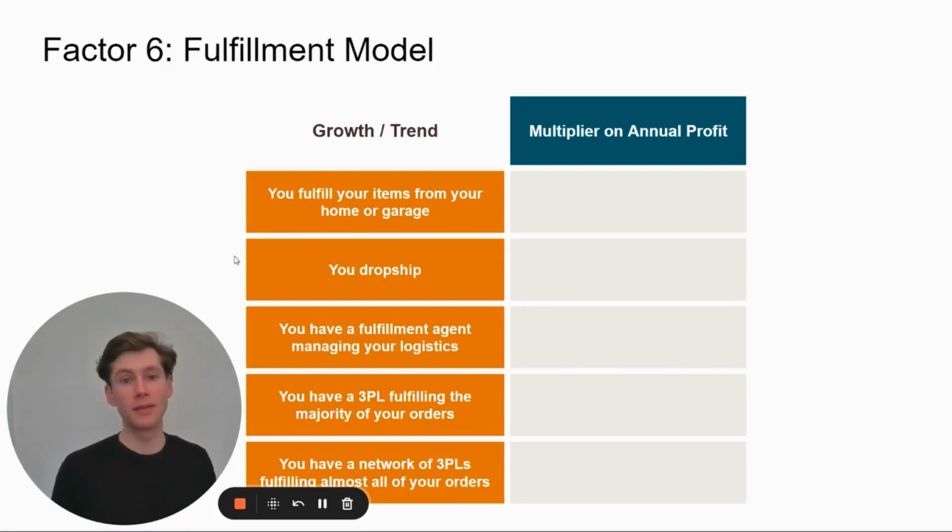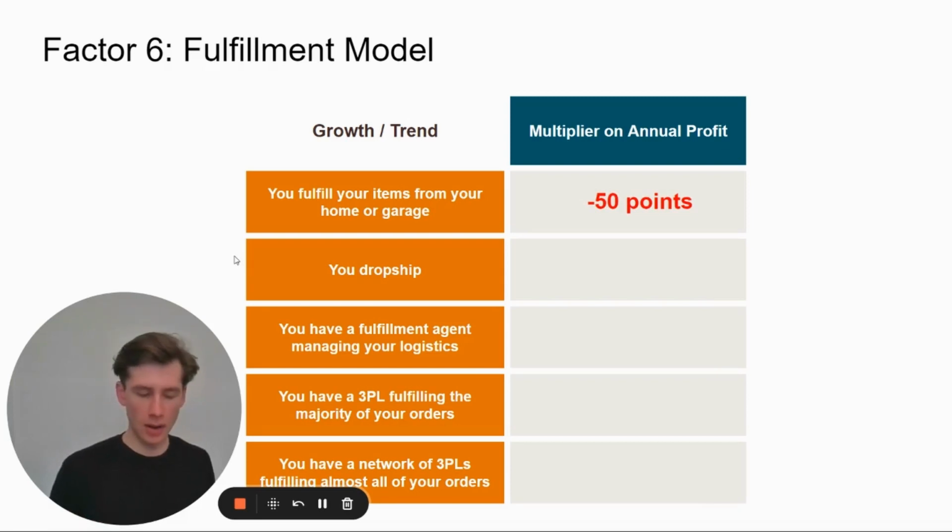Okay, factor number 6, fulfillment model. I actually think this is important and also something that's missed quite often, because of how you fulfill your products, and obviously the buyer will need to take over that fulfillment model, right? There are just some fulfillment models that are much more convenient and easier to take over versus others. If you fulfill your items from your own home or garage, it's going to be, first of all, very difficult to shift to the buyer, and I actually think this will come with negative 50 points.